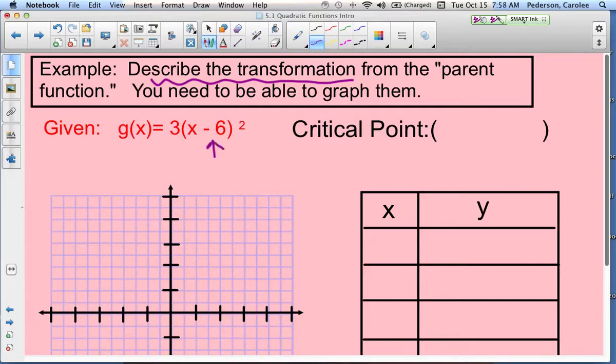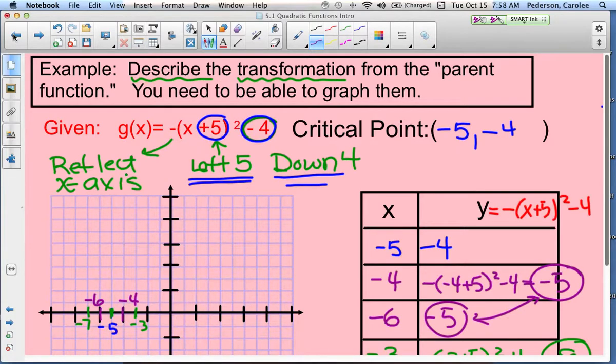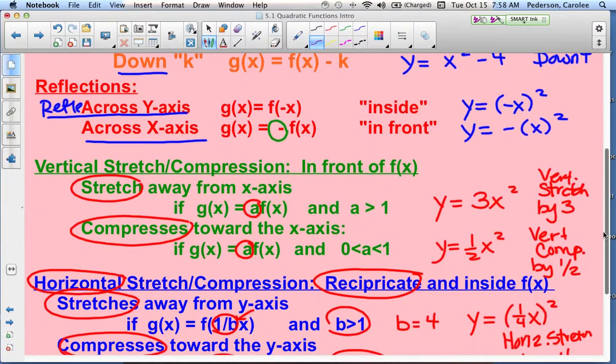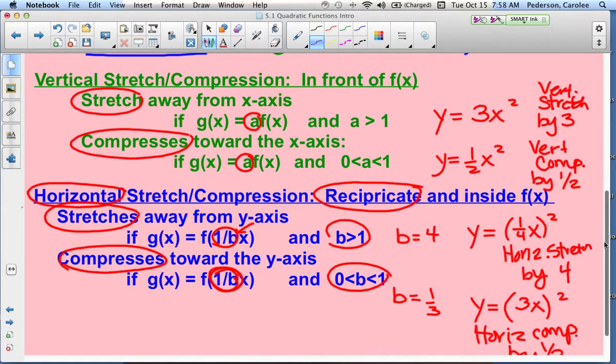So minus 6 inside the function, you have to think opposite. We're going to go to the right, 6 units. If you notice over here, there's nothing out in front. So we're not shifting it up at all. And then this 3, if we go back 2 slides, that 3 is in front of the function. So if we come down here in the green, is it greater than 1? Yes. So how we say that is the vertical stretch by whatever that multiplier is.